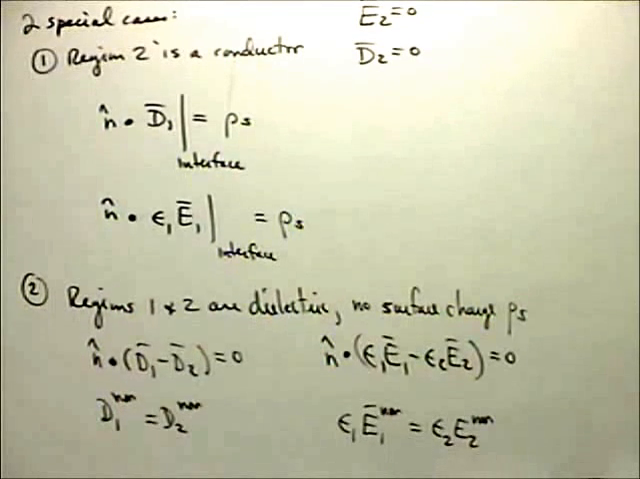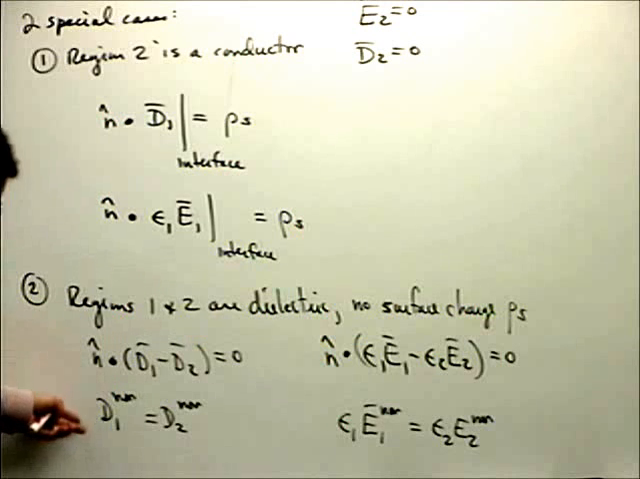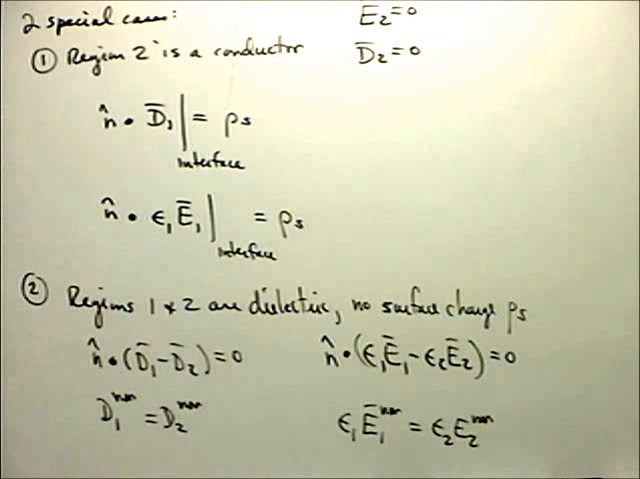So earlier we derived this condition saying the tangential parts of E and D follow these rules. Now we've got conditions involving the normal components of E and D at an interface. Any questions about that?